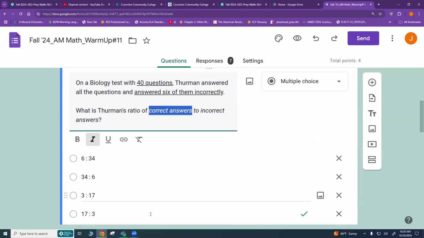But then we have to follow the second rule of ratios. So order matters and reduce if you can. And so if you have a ratio of 34 to 6, then you would reduce it by a common factor of 2. 34 divided by 2 is 17. 6 divided by 2 is 3. So our final ratio for Thurman's correct to incorrect answers on his biology test is 17 to 3. For every 17 questions he got right, he got 3 wrong. And that's pretty good.